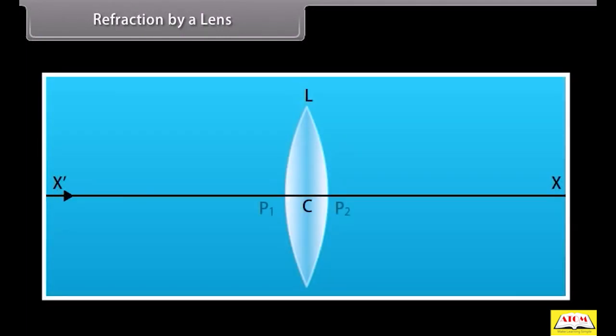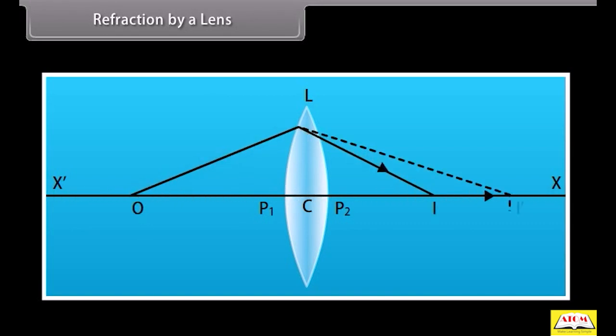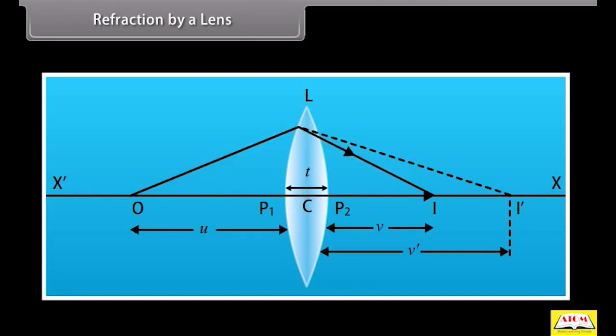Refraction by a lens. Suppose L is a thin lens. The refractive index of the material of lens is N2 and it is placed in a medium of refractive index N1. The optical center of lens is C and x-x is principal axis. The radii of curvature of the surfaces of the lens are R1 and R2 and their poles are P1 and P2. The thickness of lens is T, which is very small. O is a point object on the principal axis of the lens.